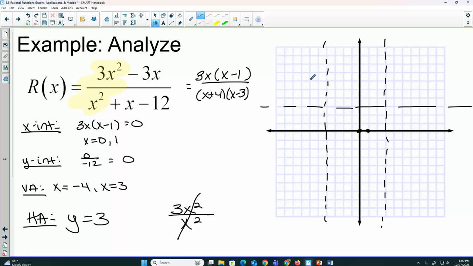Okay, you're right. So now we need to know, where does this graph go? So we need some test points. If I want to know what's happening over here, I need to know, is it above or below 3 for this graph? So plug in an x, something smaller than negative 4, so if you put in a negative 5. Use a calculator if you want to. You can put it in the original or the factored form. It does not matter. I just want to know, is our answer above or below?